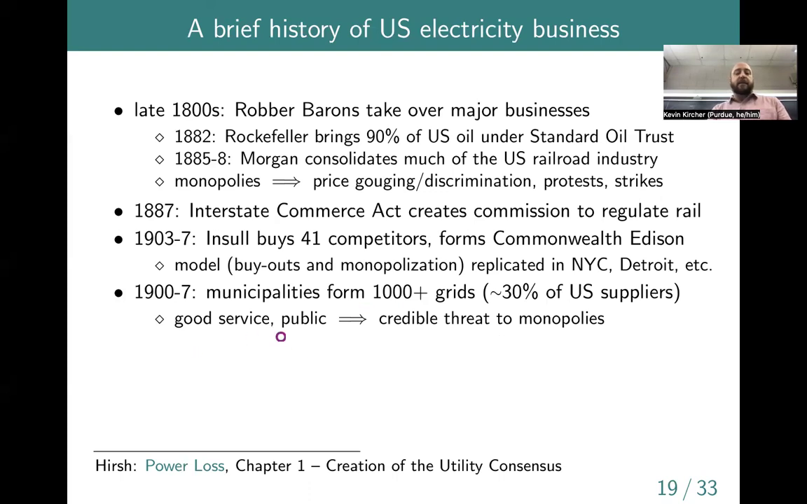And generally speaking, there certainly were issues with corruption. This is also the era of Tammany Hall and the big political machines, if you remember these things from social studies and history classes. Anyway, there were issues with municipalities, but broadly speaking, they provided reliable service at a reasonable cost. And they were publicly owned, so they're nonprofits. And so they posed a credible threat to the monopoly electricity companies. And so there was this competition, right?